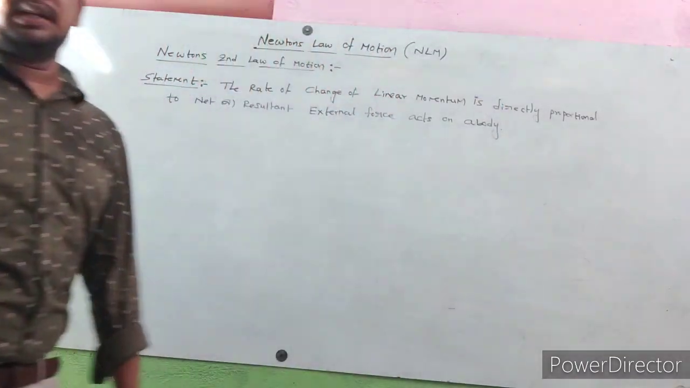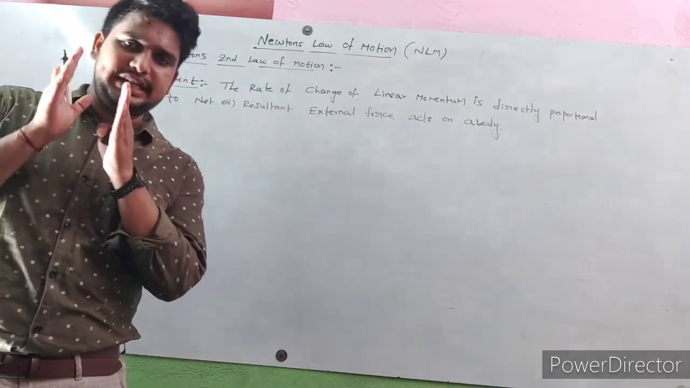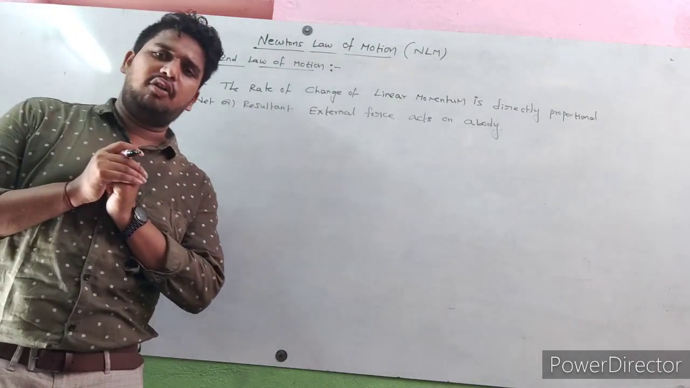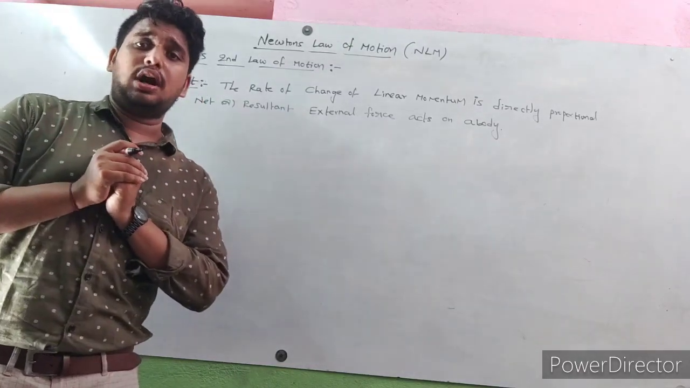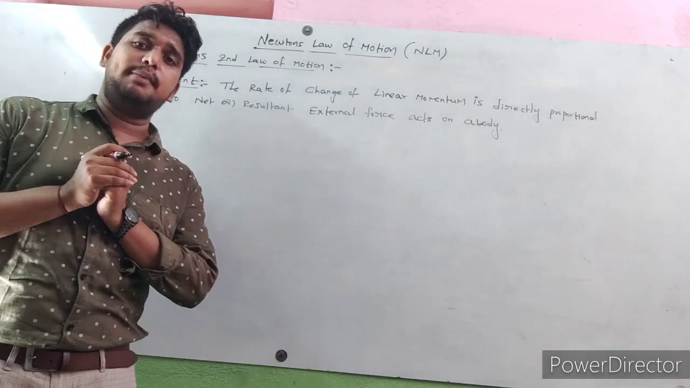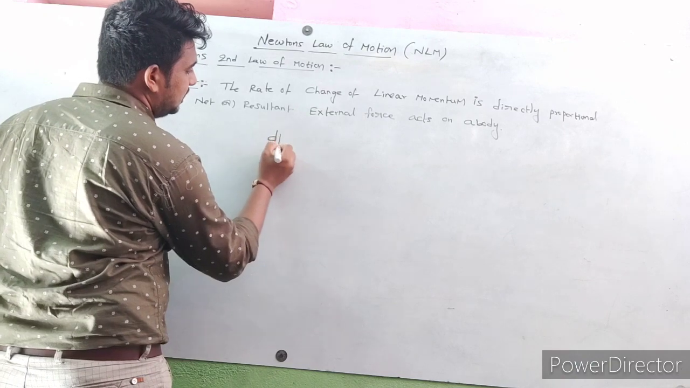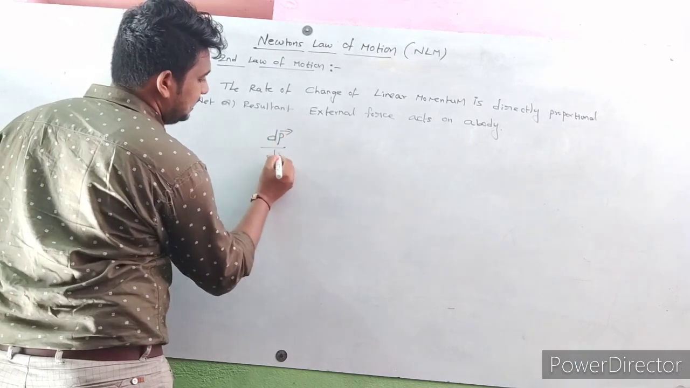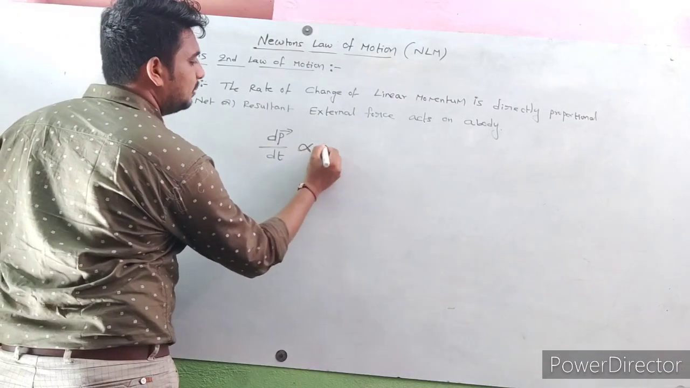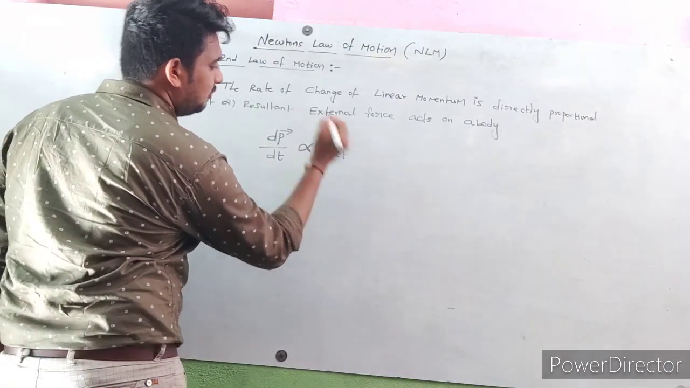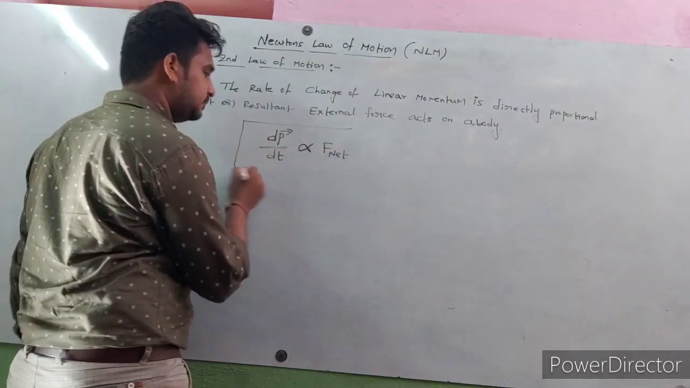So what is the statement here? According to Newton's second law, the rate of change of linear momentum is directly proportional to the net or resultant force acting on a body. Here the rate of change of linear momentum is indicated with dp bar by dt, which is directly proportional to the net external force acting on a body. So this is the statement.